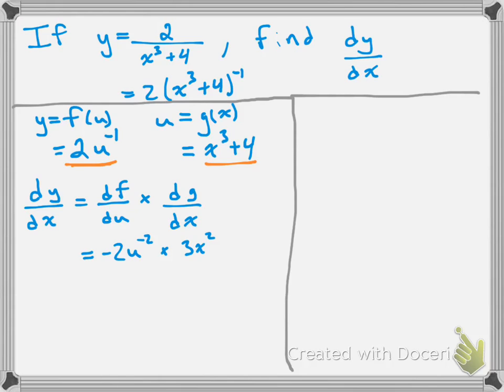So let me clean this up a little bit. So the negative 2 multiplied by the 3, well, that gives me negative 6. Okay, I've got an x squared up top. And then, of course, I have u to the power of negative 2 to deal with. Well, since it's a negative exponent, that's going to go on the bottom. So I get negative 6x squared over u squared. Now, I want you to remember that u is basically just our function g of x. So what I can do now is I can actually replace the u here with x cubed plus 4. So what's that going to look like? Well, we will get negative 6x squared over x cubed plus 4 squared.